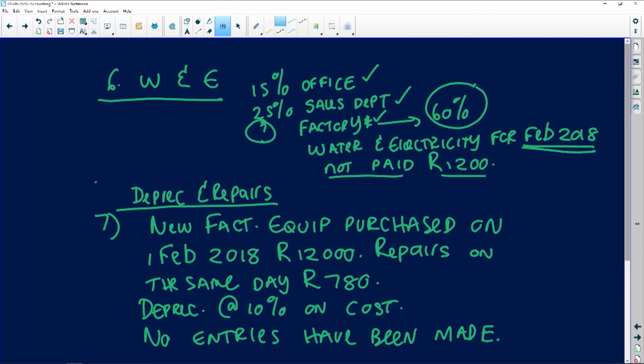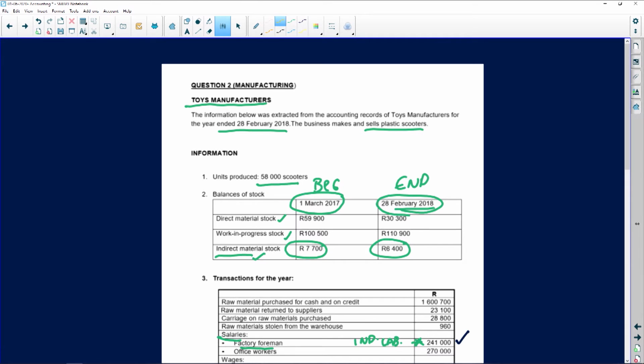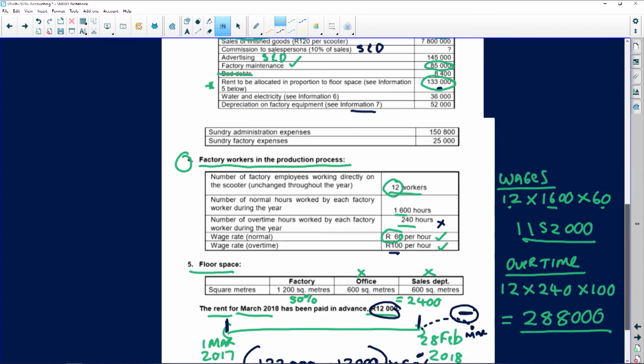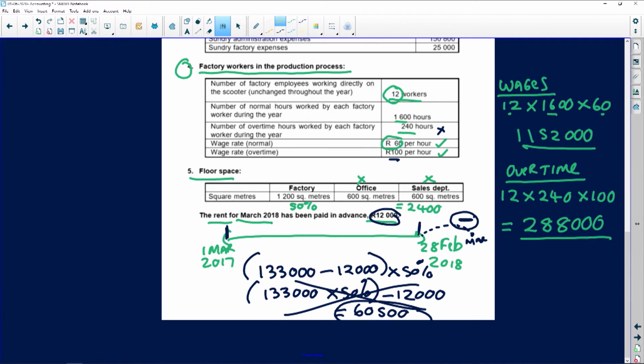Right, so once again, before I actually allocate 60% to factory overheads, I need to take into account the year-end adjustment. Okay, so the year-end adjustment, water and electricity for February 2018 was not paid, 1,200. Right, so if we go back to our timeline, remember February falls in my financial year. As you can clearly see, it falls in my financial year, which means I now need to include the 1,200 in my water and electricity expense. Okay, so let's do that.